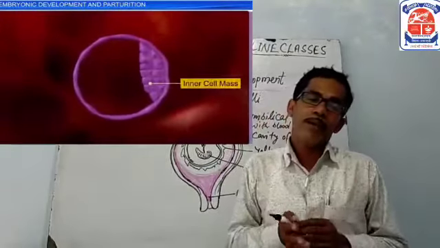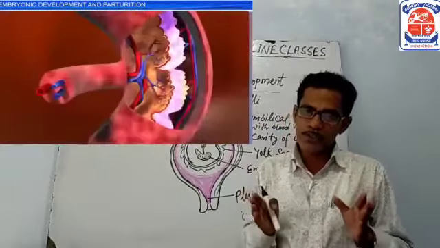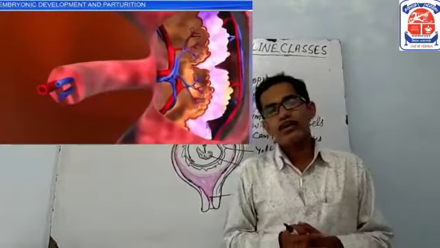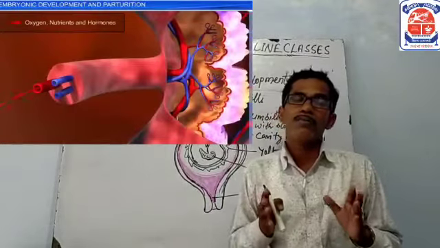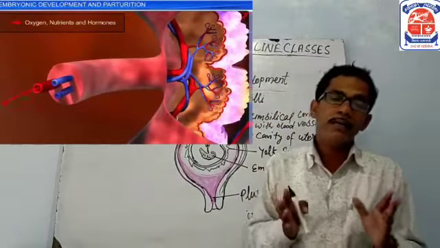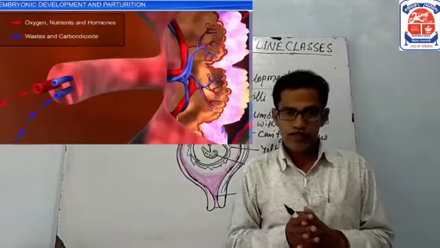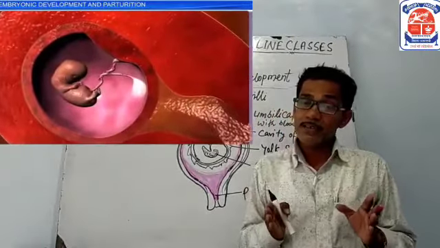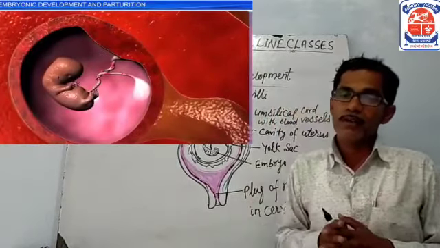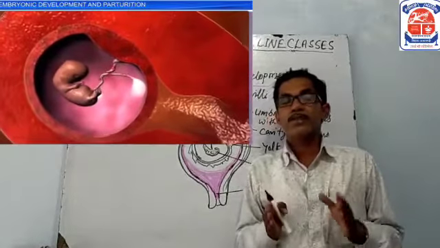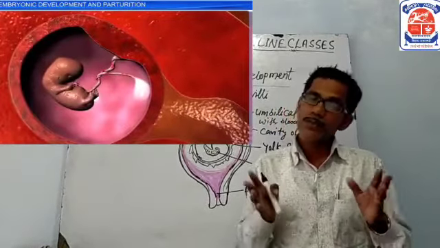The placenta provides all types of nourishment, oxygen and nutrients to the developing embryo, and also removes carbon dioxide and excretory material which are produced by the embryo. The placenta is connected to the embryo through an umbilical cord, which helps in the transport of substances to and from the embryo.